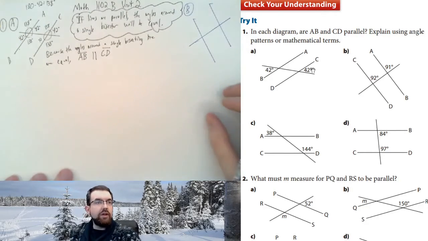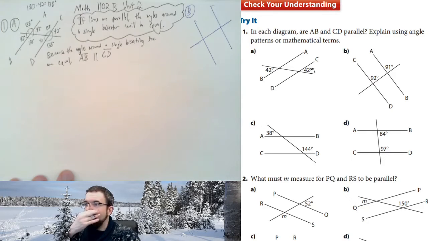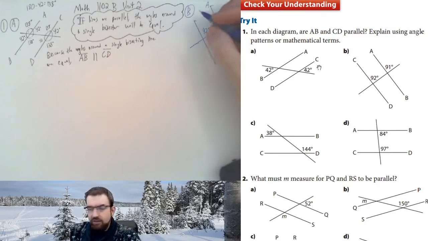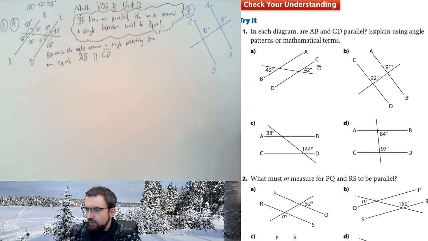So this is a good one for showing why the temptation to just eyeball it doesn't actually work out for us, because here we've got an angle that's 91 degrees and an angle that's 92 degrees. And then this is line AB here, and this is CD over here.